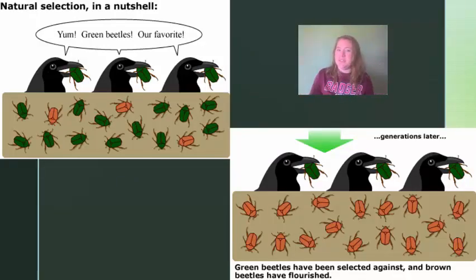So remember, you've probably seen this image before. So we have natural selection in a nutshell. If these birds prefer eating green beetles, and that population has mostly green beetles and a few brown beetles, over time, if the green beetles stand out more, the birds are going to eat more of the green beetles. Green beetles are not going to have as many babies. So over time, you're going to have a population that is mostly brown beetles with just a few green ones, and those green ones get picked off really easy. So this is natural selection. And in fact, natural selection is the mechanism behind evolution.